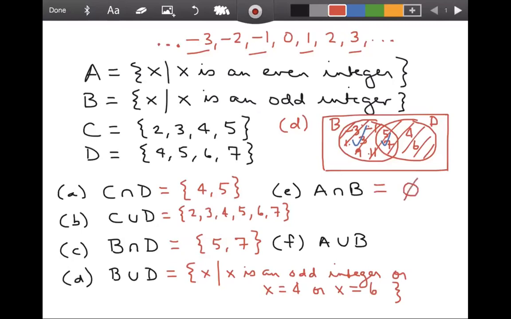Back in chapter 2, we sometimes use that symbol to mean no solution.